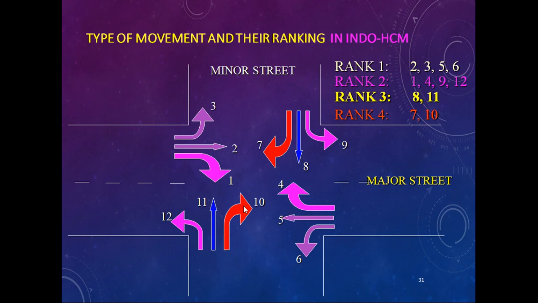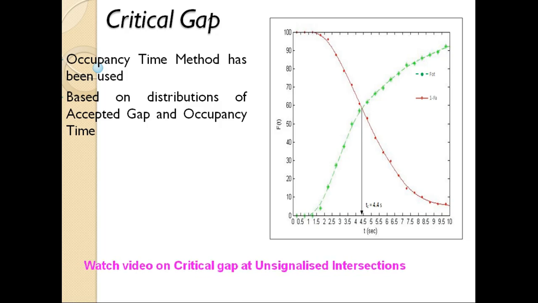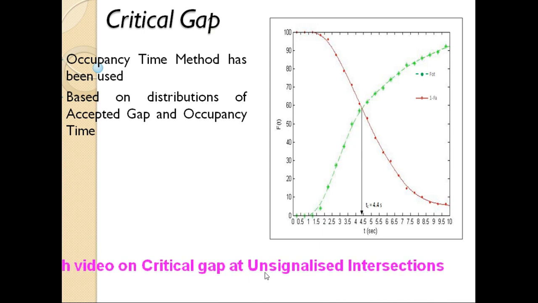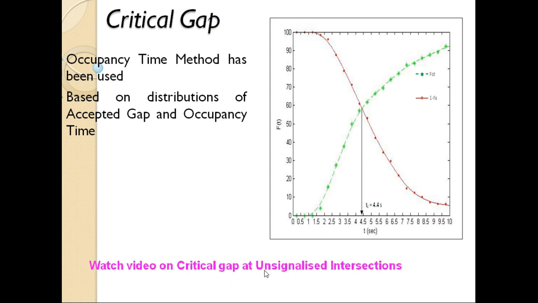Now what we observed in the field in Indian conditions is that rank 3 and rank 4 movements are interchanged, and therefore rank 3 movements are 7 and 10 and rank 4 movements are 8 and 11. We introduce a new concept of occupancy time method to calculate the critical gap at uncontrolled intersections, and I have covered this concept in full detail in my another video on critical gap and unsignalized intersections. You can watch that video for deep understanding of the method.